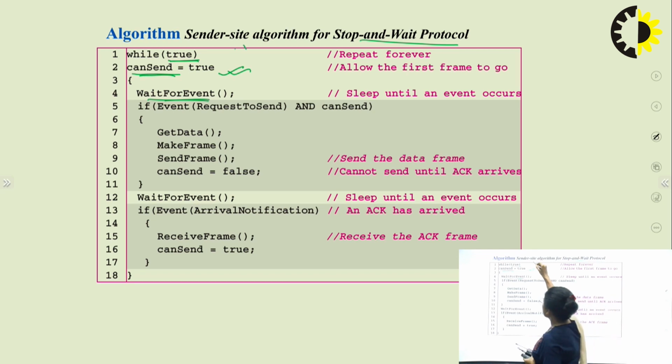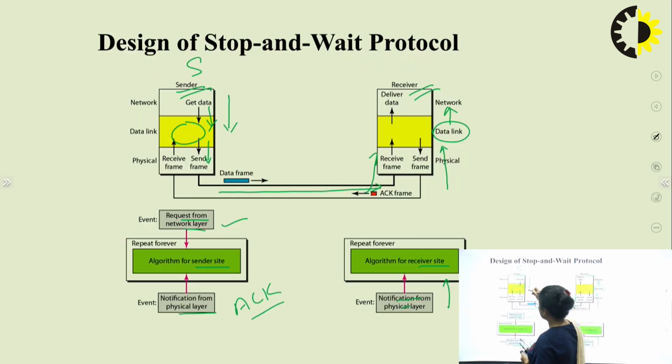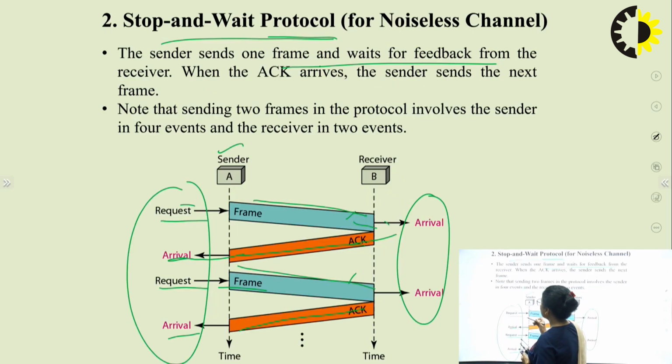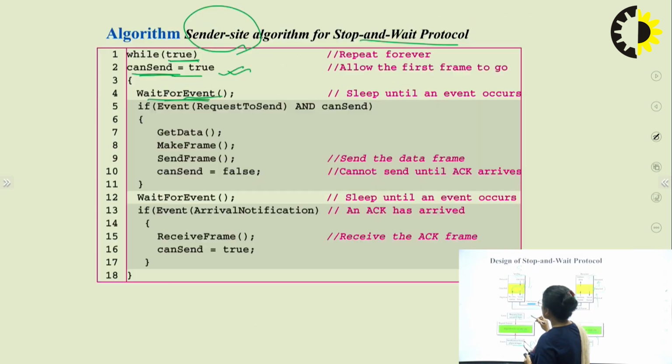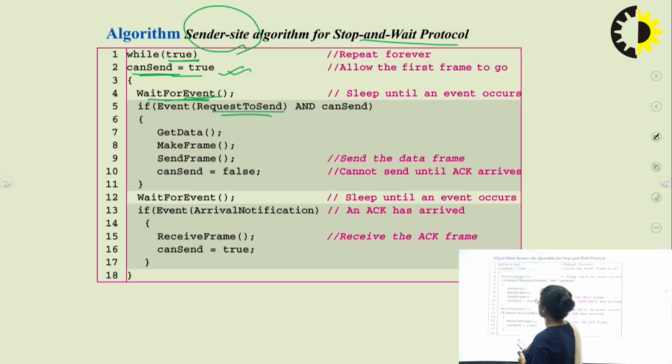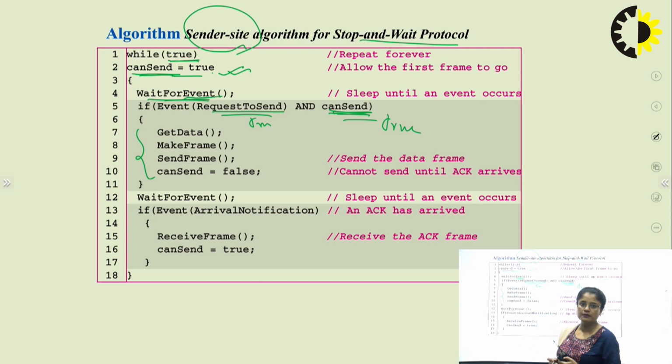What is the event here? We are talking from the sender's end. So the event is a notification coming from the network layer that it wants to transmit data. So the event is a request to send coming from the network layer, and this is a new thing if you compare it with the previous algorithm. It checks the value of the Boolean variable canSend. If this is true and the request has come, then only this if structure will be executed.